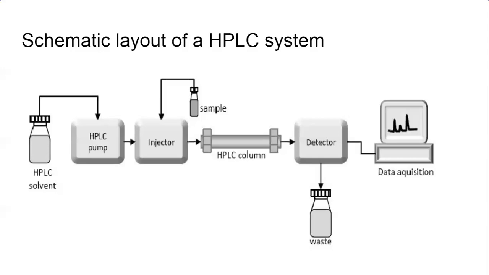Another difference is that in column chromatography we can just collect the eluate, but here the eluates are sent to a detector where the eluate is detected, and we get the information as a chromatogram, that is a graph. With the help of that graph we can interpret the structure of the analyte. So these are the advantages of HPLC over ordinary chromatography.